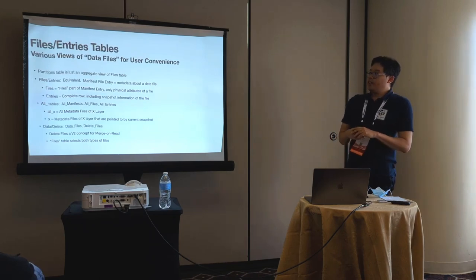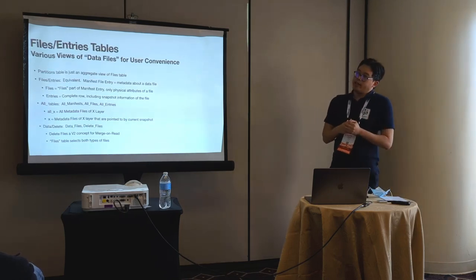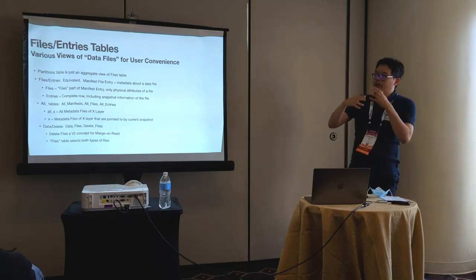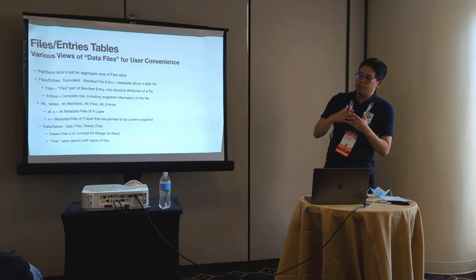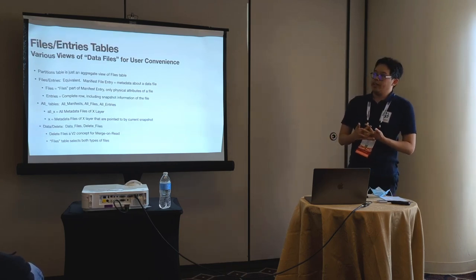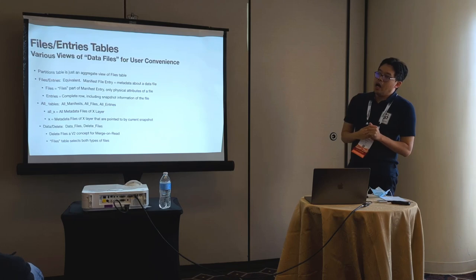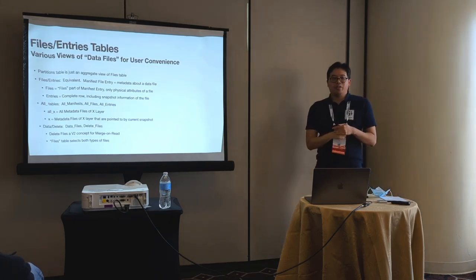So that's four of them. So why are there the other eight metadata tables? And the answer is, most users, I think, are most interested in how their data is laid out, not really how Iceberg metadata is laid out. So we just have a lot of views of the data file information for user convenience, so they can find the table that's more specific to what they're looking for and then just query that. The best example is the first one I showed, the partitions table.